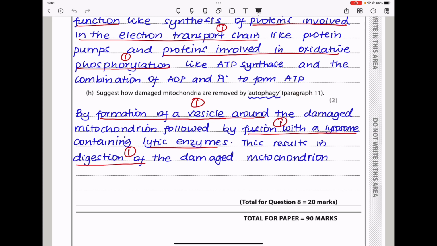And lastly, suggest how damaged mitochondria are removed by autophagy. In paragraph 11, for autophagy to occur, a vesicle is going to be formed around the mitochondrion, and then this vesicle is going to fuse with a lysosome containing lytic enzymes. Then lytic enzymes are going to break down the mitochondrion. So I said by formation of a vesicle around the damaged mitochondrion, followed by fusion with a lysosome containing lytic enzymes. This results in digestion of the damaged mitochondrion.